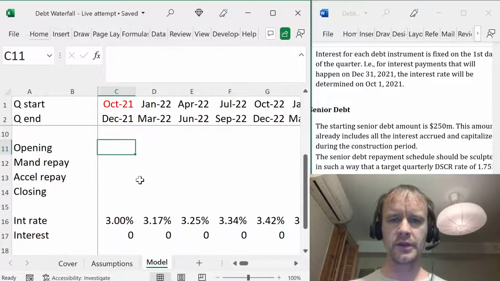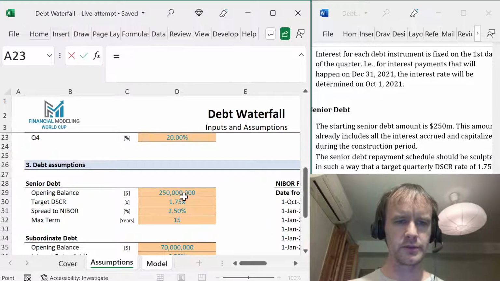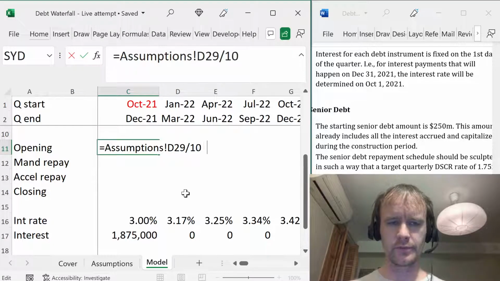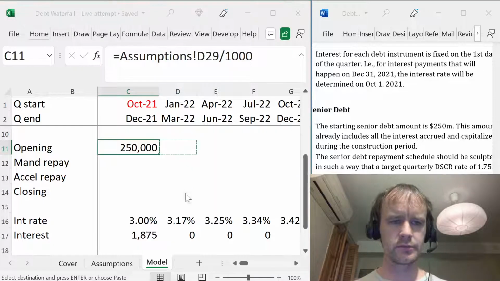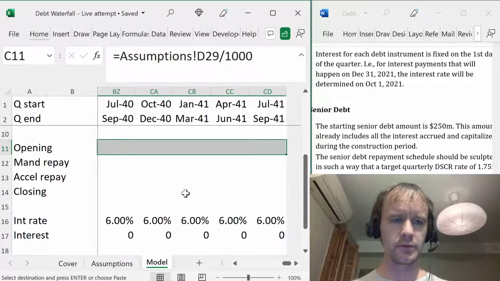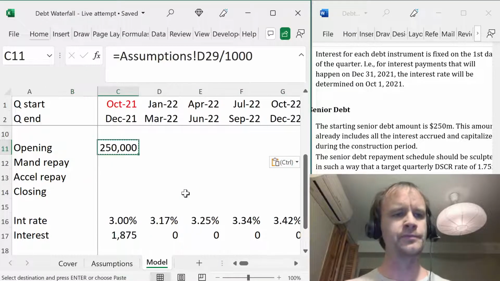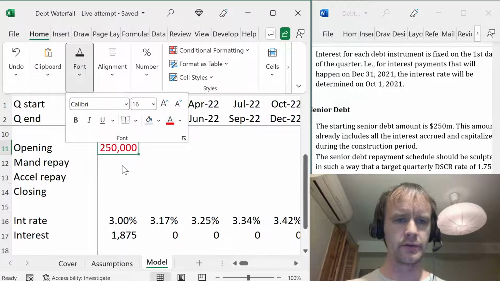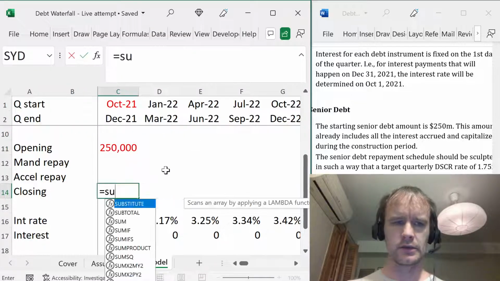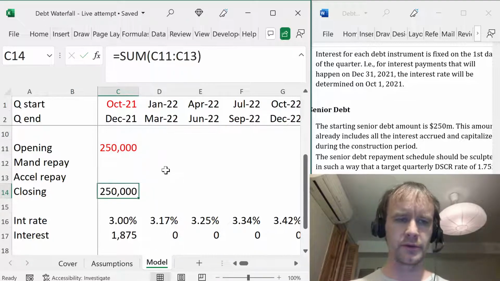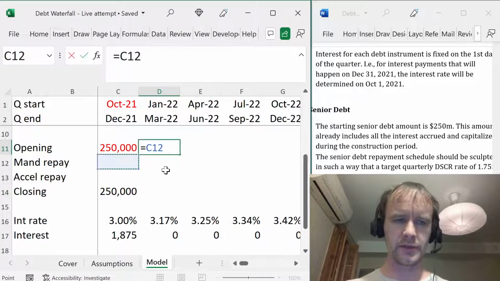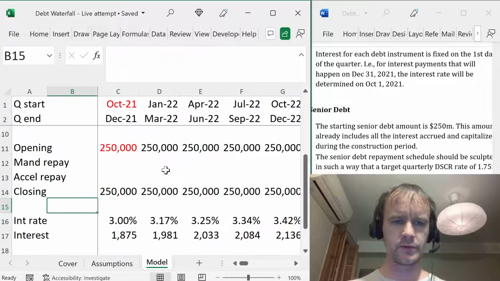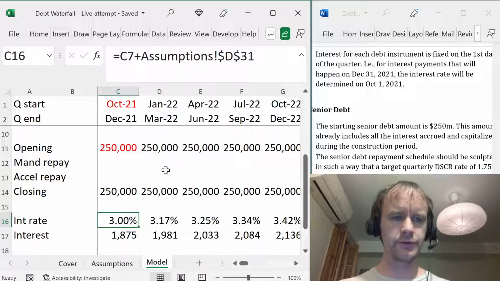So then the opening debt at the start of October, that's one of our assumptions, is this number. So big. So yeah, said we were going to do thousands. Still going to need to make my column a little bit wider, but hopefully not too much. And again, I'm going to make that a different color to distinguish from the formula for the rest. And then the closing is just going to be the sum of the opening and the different repayments. The opening the next month is going to be the previous month's closing. And then we can just copy both of those across. So now we have actual interest payments.